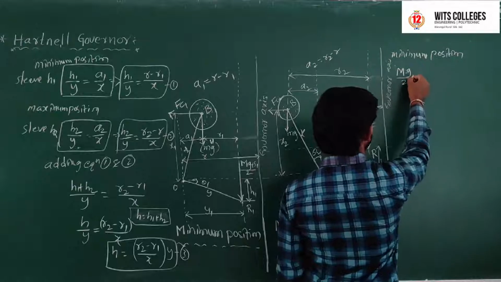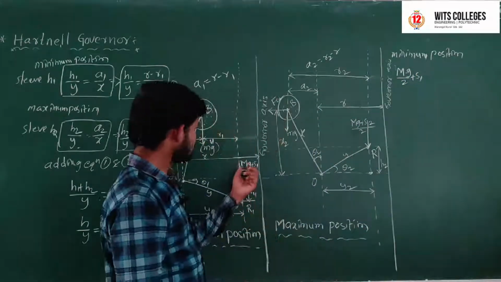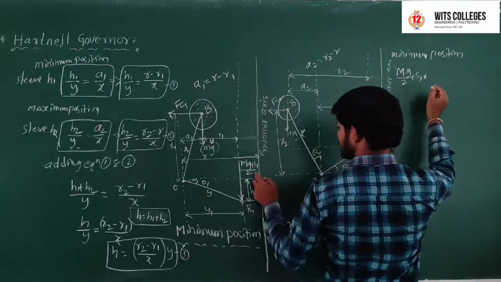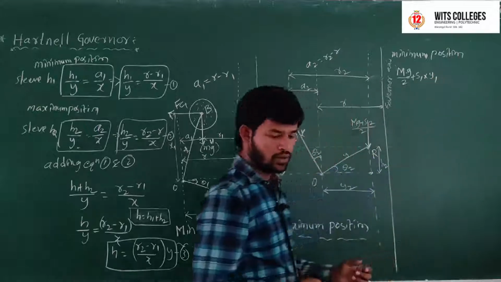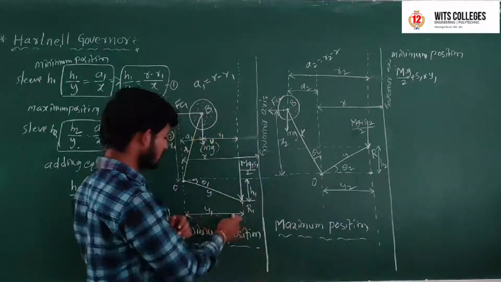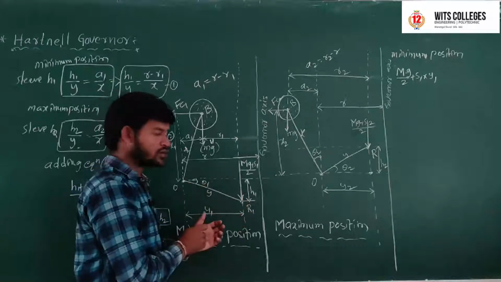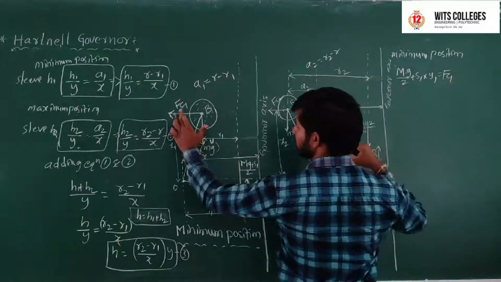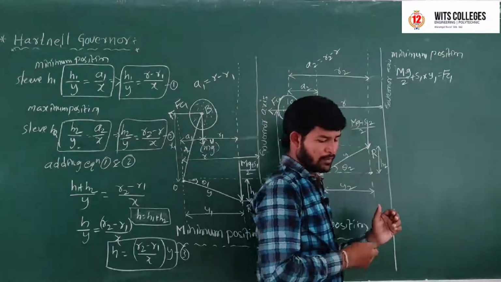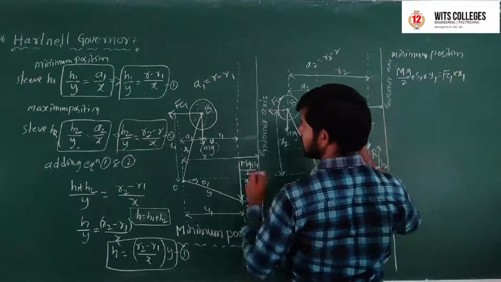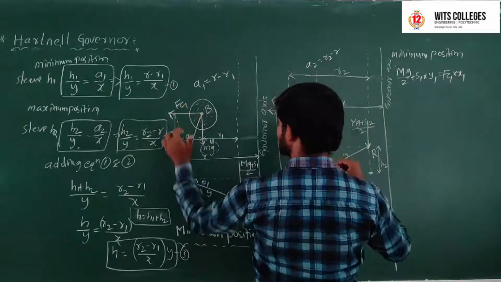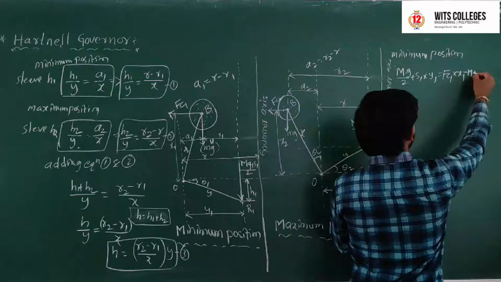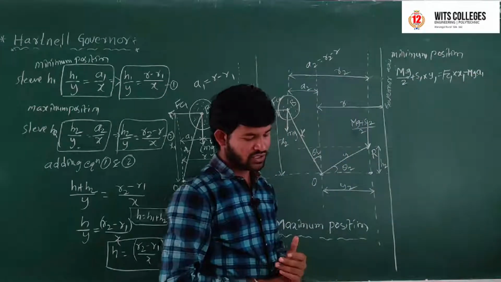mg by 2 plus s1, into y1. Here y1 is the distance between O and R, is equal to the centrifugal force Fc1 into x1, where x1 is the height of the ball, minus mg into a1.